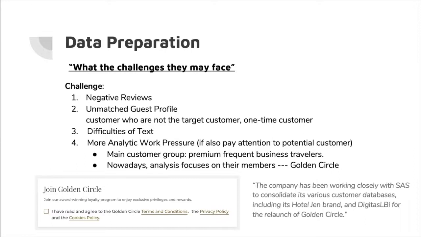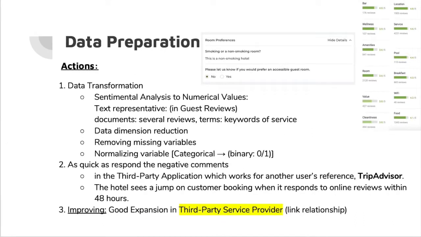According to a Martin Rowe report, Shangri-La was gaining insights on their main customer group, premier frequent business traveler. Moreover, we could find, from a perspective of Shangri-La, the red corner has shown further analysis only focused on their members' golden circle. In action about data transformation, here sentimental analysis is guest reviews.